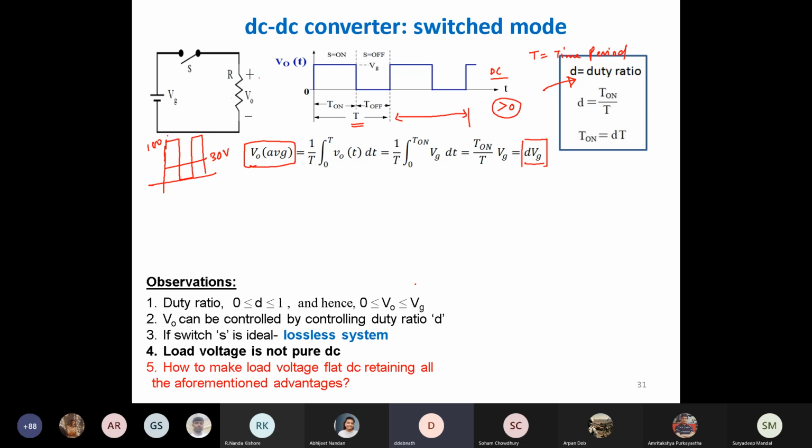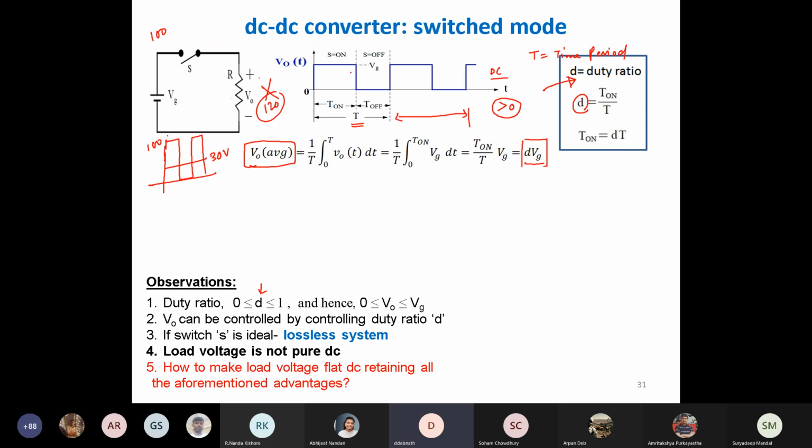So here you understand the problem is that the range of D can be 0 to 1, right? Because on time cannot be more than T. It is hardly it can become T. So this range of D is 0 to 1. So one limitation is that your output voltage will always be lesser than input voltage. So if I want, say, input voltage 100, output voltage 120, this solution cannot give me, right? Not possible.